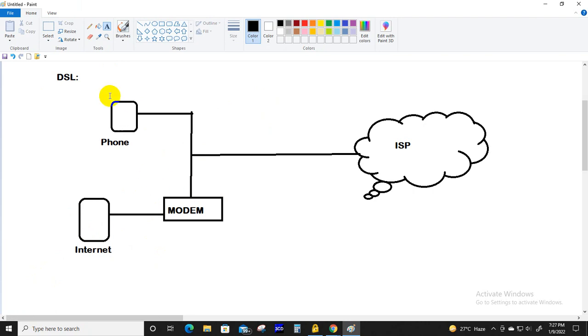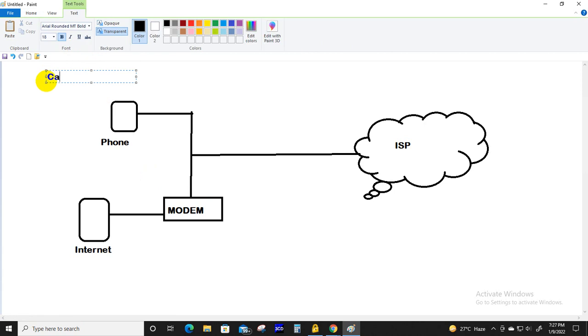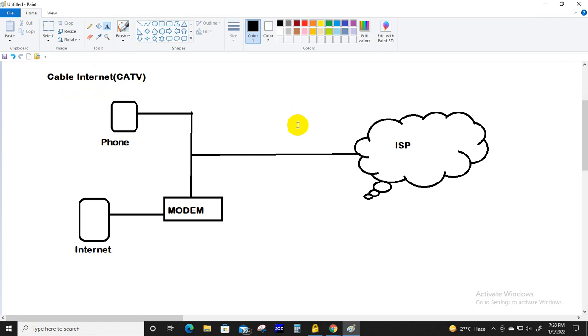And now what is cable internet connection? Cable internet connection is also known as CATV. Everything remains same. This phone is replaced with a TV.